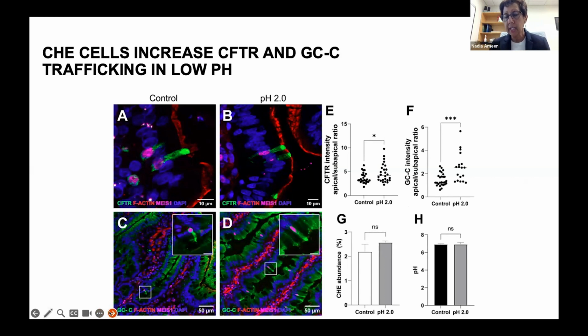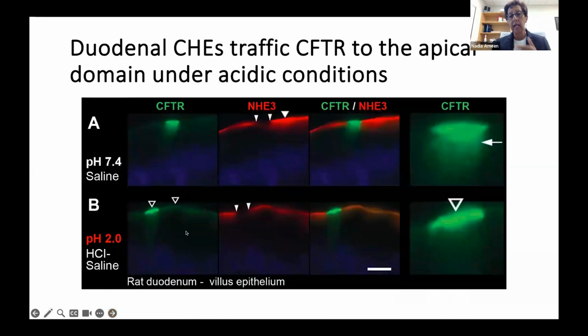And interestingly enough, when you lower the pH in the lumen, the intestine is able to buffer that low pH and to normalize the pH, as you can see here, that you lower the pH and then it comes back to normal because you have buffering capability. And we believe that that is occurring because of not just the other villus epithelial cells, but because of the chi cells sensing the pH and then responding to that.